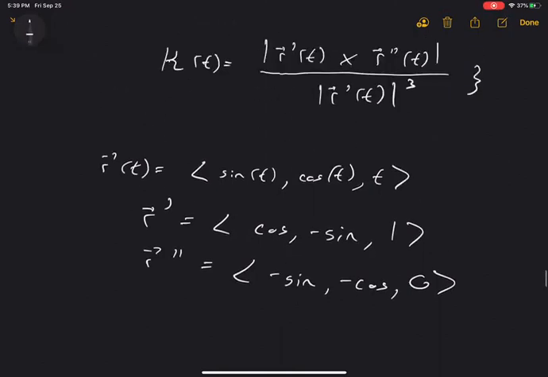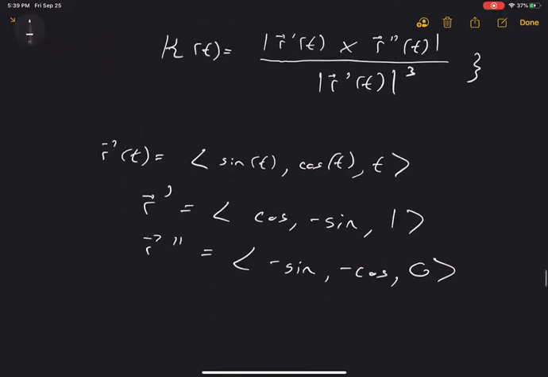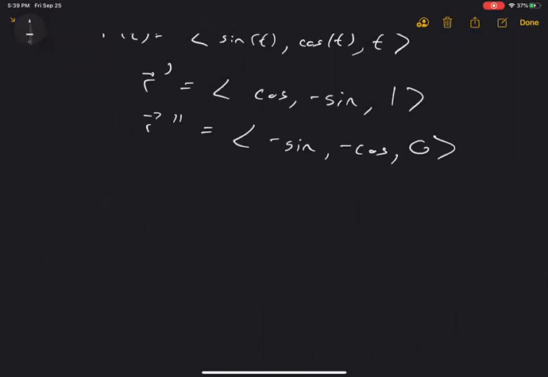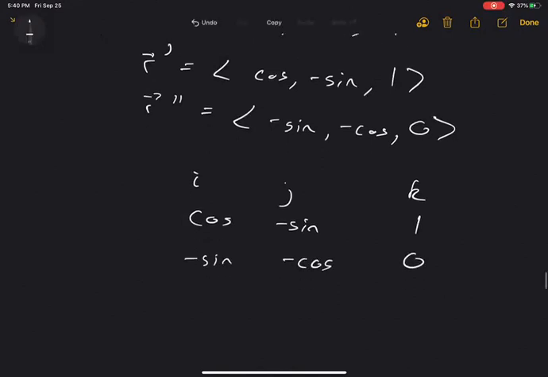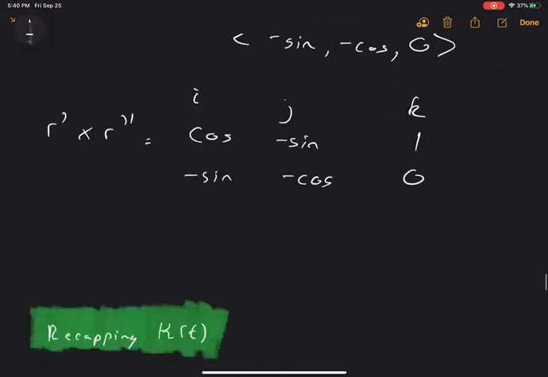Now what do I need to do? In the top, I need to do r prime cross r double prime. So I'm doing cross products. Let's spread it out a bit more. Cos, negative sine, 1, negative sine, negative cos, 0. This is my r prime cross r double prime. I do this cross product, and what does it give me?